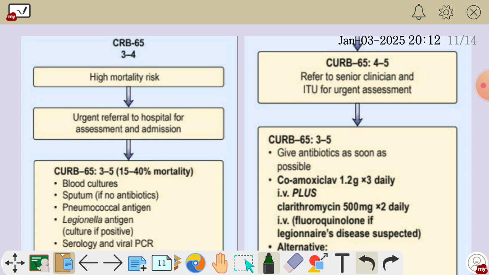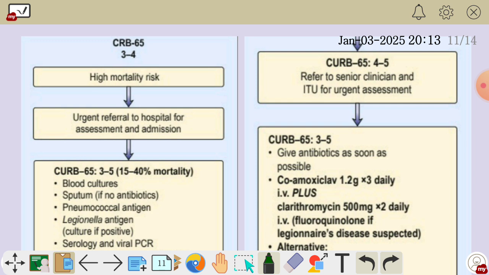Also, if the CURB-65 is 4 to 5, then we need to give antibiotics as soon as possible. Okay, and we'll give amoxiclav, which is 1.2 grams 3 times daily, given intravenously, and then we also add clarithromycin, which is 500 milligrams twice daily, and an IV fluoroquinolone.